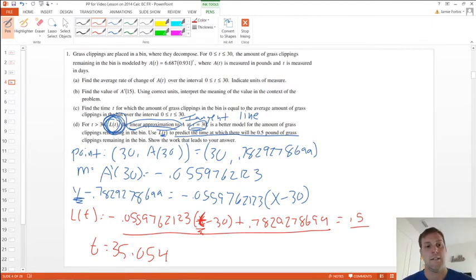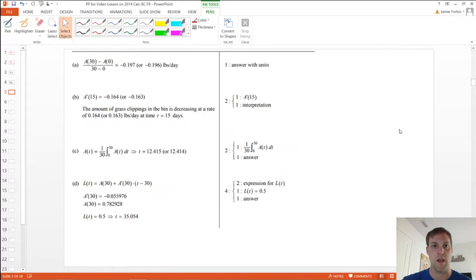Okay, there you have it. That ends number 1 for us. Cool. Here is the way it was graded, so we can look over that real quick.